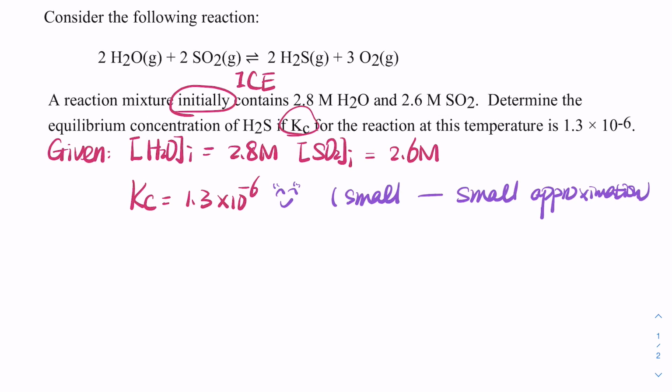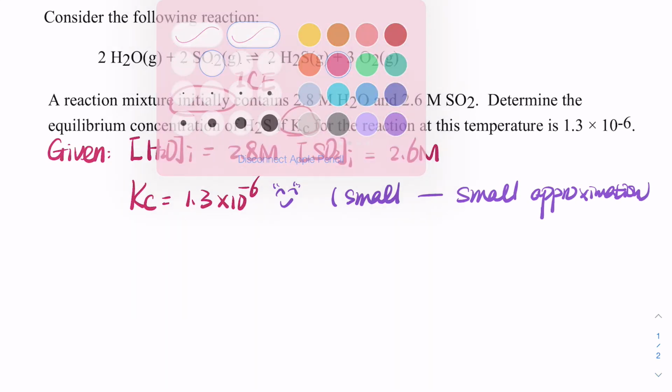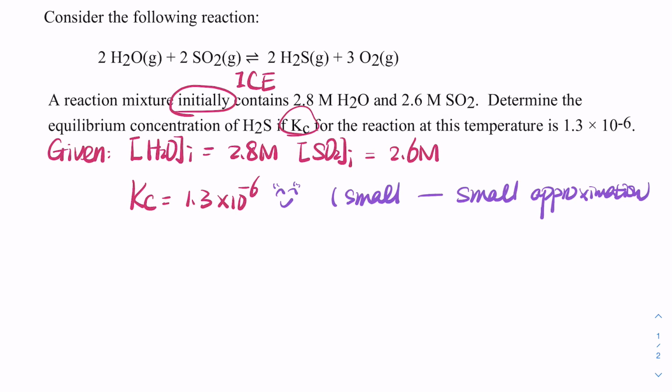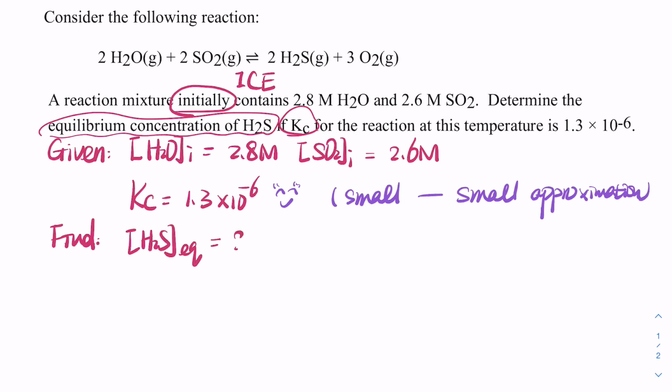Other than that, in terms of analyzing this question, the chemistry part is still the same. According to the situations we have been dividing into, this is actually situation 5, so use the small approximation. The question itself is only asking for the concentration of H2S at equilibrium. So that's what we're looking for. These are the direct information given from the question.